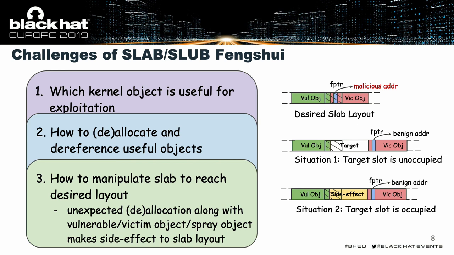It's not easy to eliminate the side effect because in a single system call, the vulnerable object and the side effect object can be allocated sequentially, making it difficult to correct the layout through racing. All the challenges I listed so far are very common in developing exploits for SLAB-based vulnerabilities, not only for use-after-free and the SLAB out-of-bound write, but also for other types such as double free.